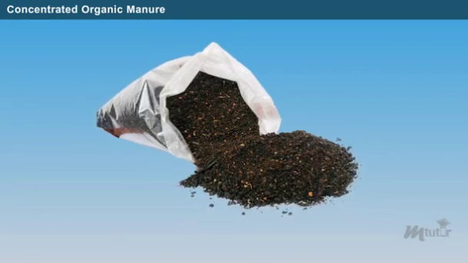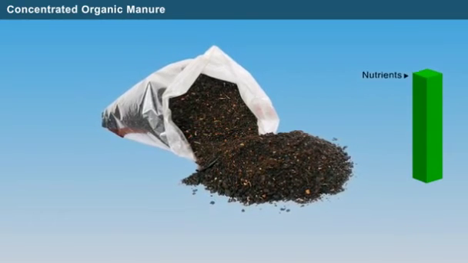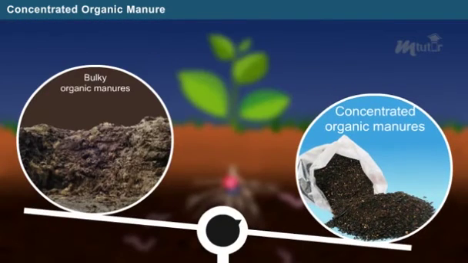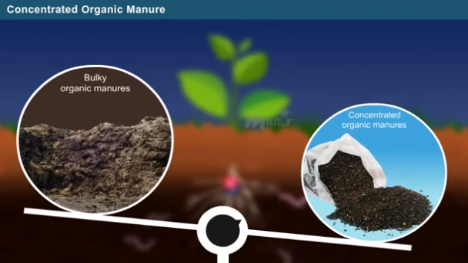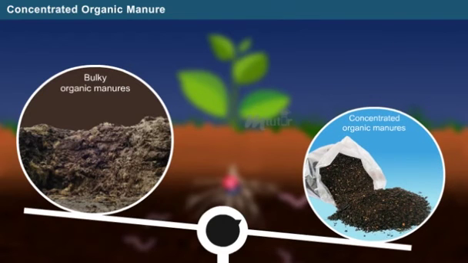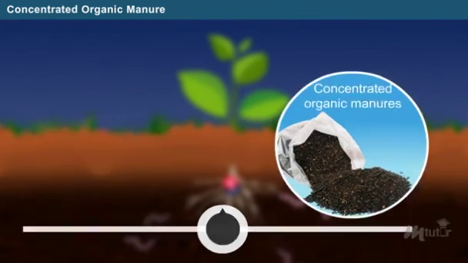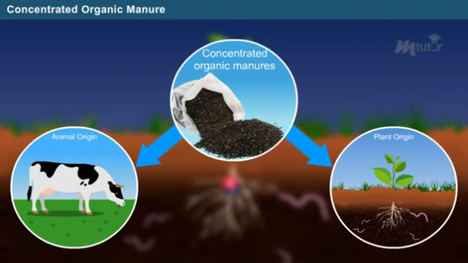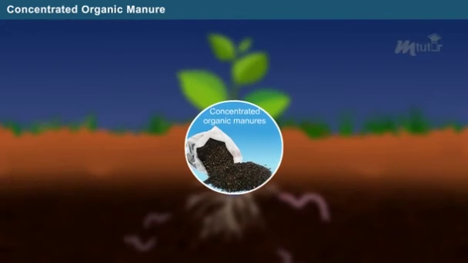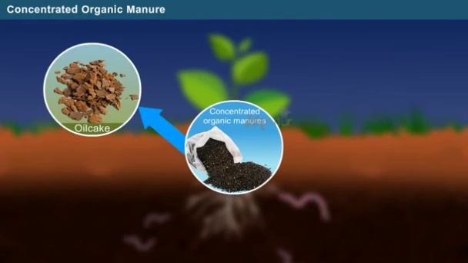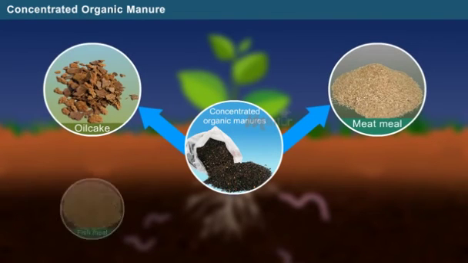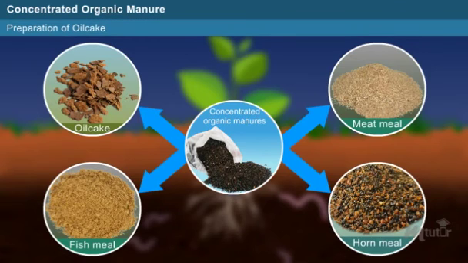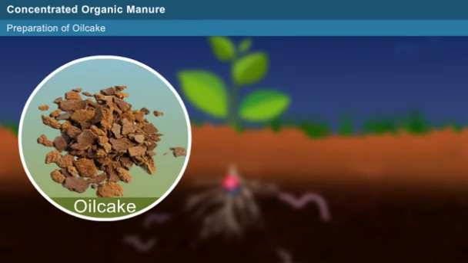Concentrated organic manures have high amounts of essential plant nutrients compared to the bulky organic manures. Hence, very minimal amount is required for its application in the soil. This manure is derived from either animal or plant origin. Some of the examples of concentrated organic manure are oil cake, meat meal, fish meal and corn meal. Now, let us discuss about the preparation of oil cake.